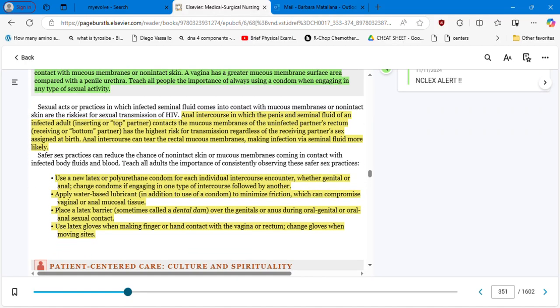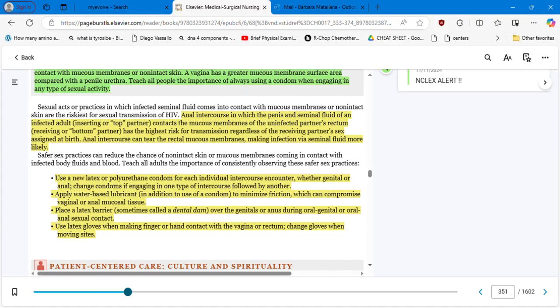And talking about this, anal intercourse, in which the penis and seminal fluid of an infected adult, the inserting or top partner, contacts the mucous membrane of an uninfected partner's rectum, the receiving or bottom partner, right, has the highest risk for transmission regardless of the receiving partner's sex assigned at birth. So anal intercourse can tear the rectal mucous membrane. Yes, that's the dangerous part in this, right? It breaks down the mucous membrane, making infection via seminal fluid more likely.